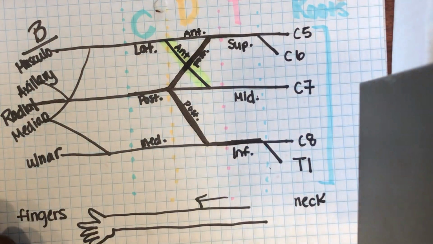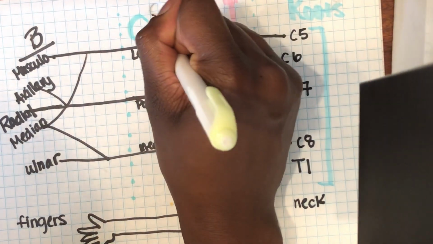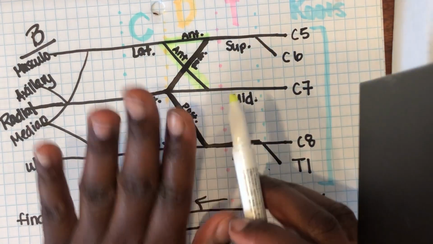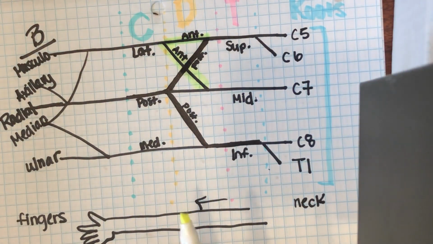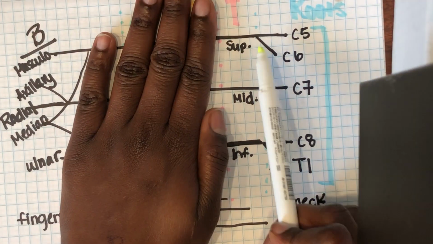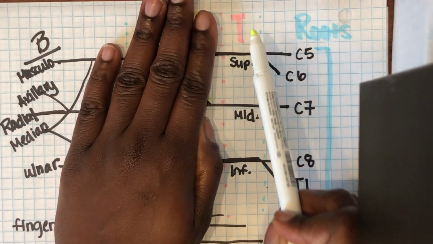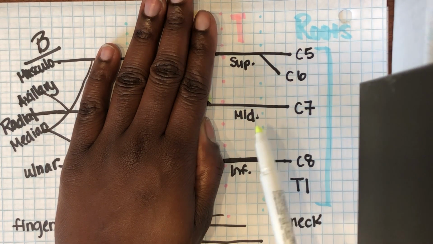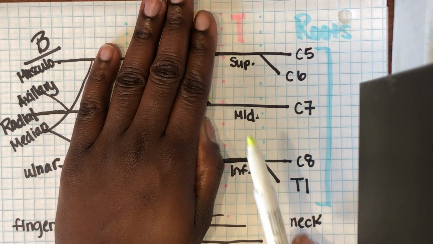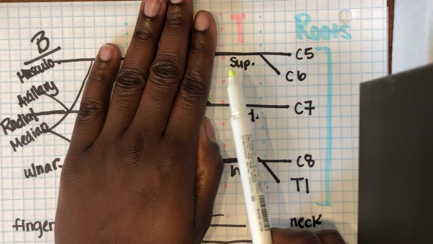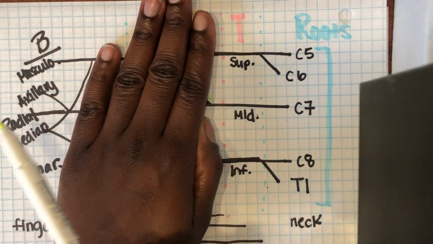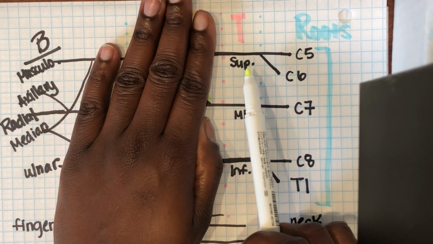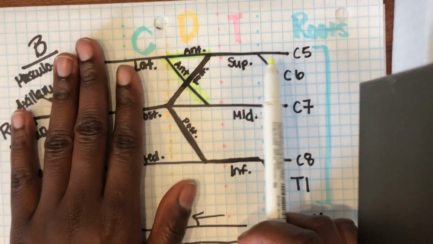So I'm going to write anterior there, and I'll highlight this part. So let's start again. We have our trunks. Our trunks are split up into 3 segments: a superior trunk, a middle trunk, and an inferior trunk. Our superior trunk, as it continues traveling all the way down to our fingers, is going to branch, and that's when we're going to get our divisions.